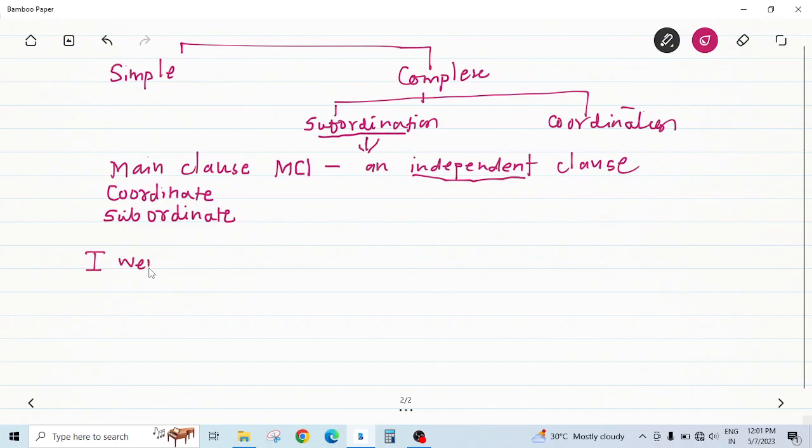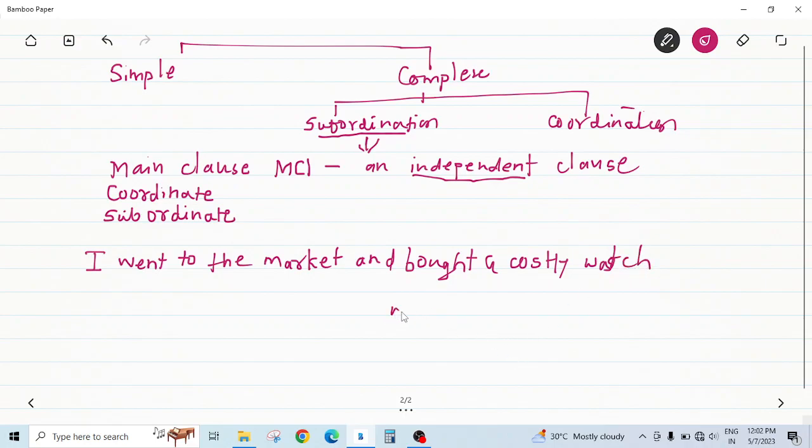I went to the market and bought a costly watch which was stolen later in few days. Now let's analyze this sentence.